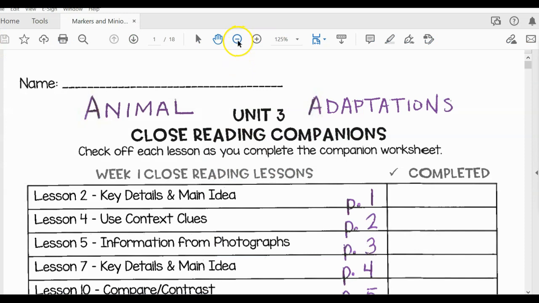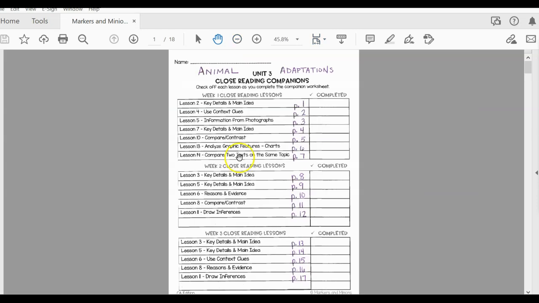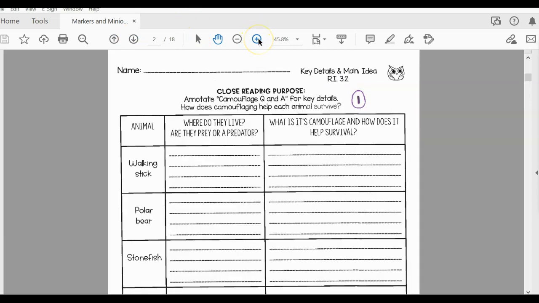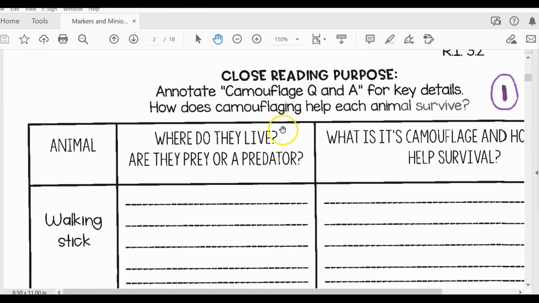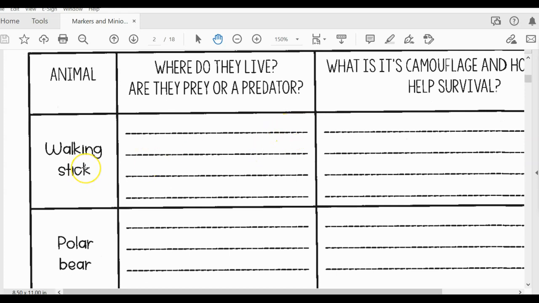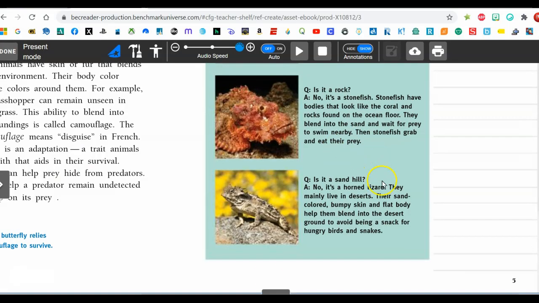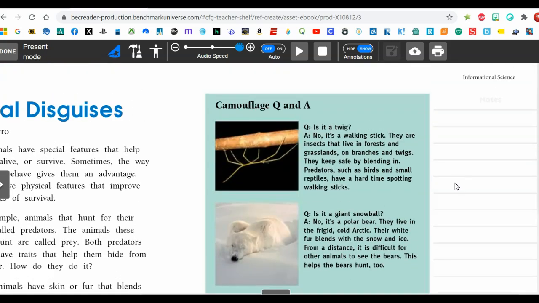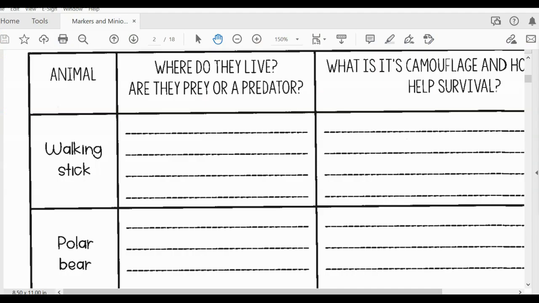All right, guys. Now we're going to do page 1 in our animals adaptations packet. It looks like this. And here's page 1. That's all we're doing. Here we go. It says page 5 of your booklet, right here. This is going to help us, these that we highlighted already. So let's go and work on this.